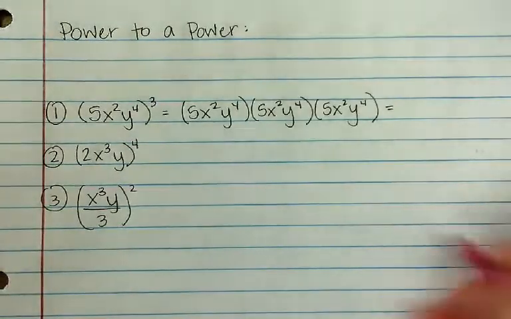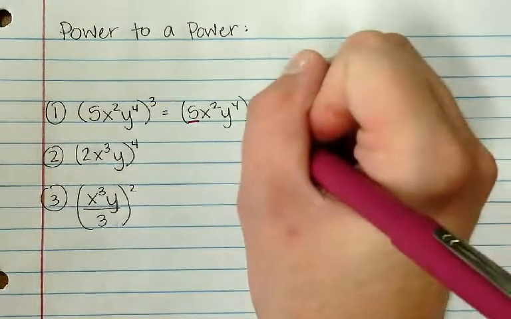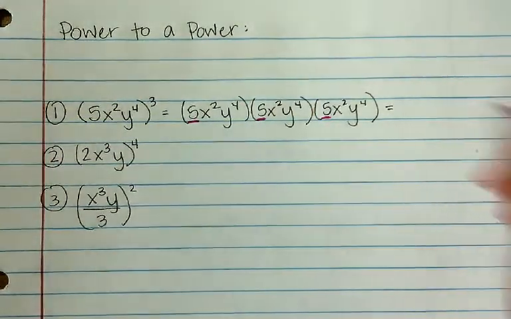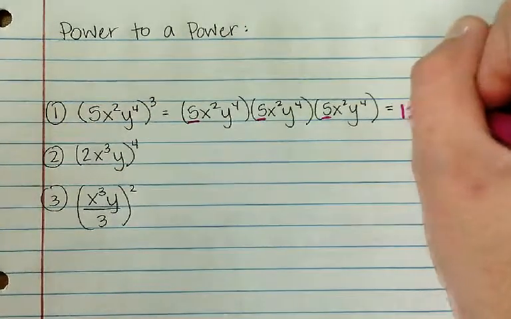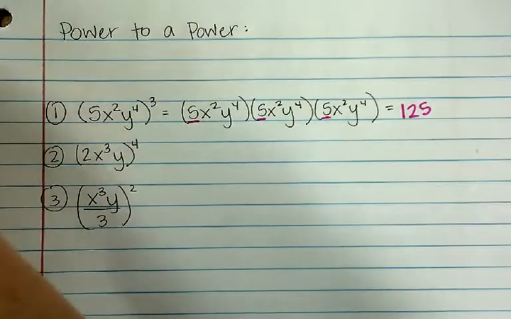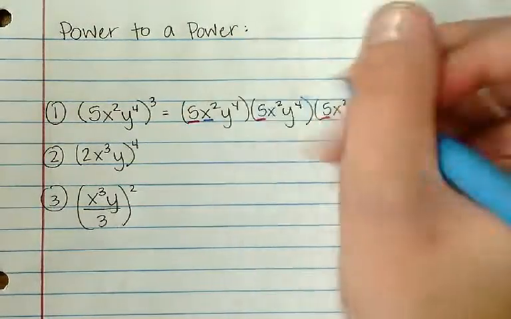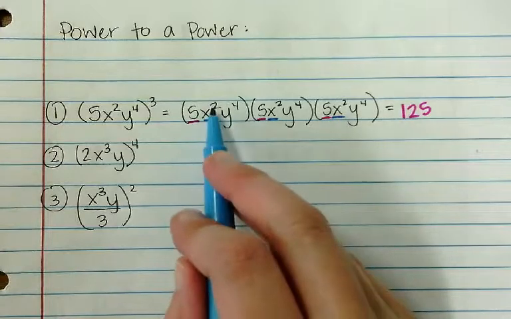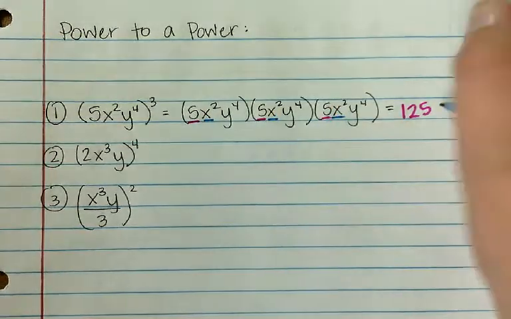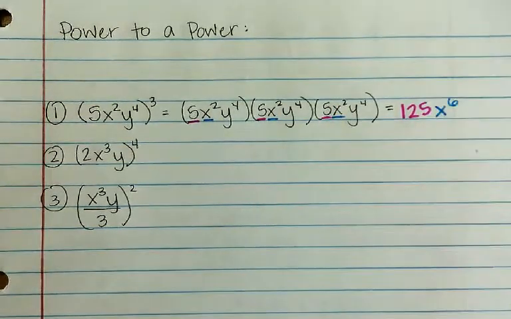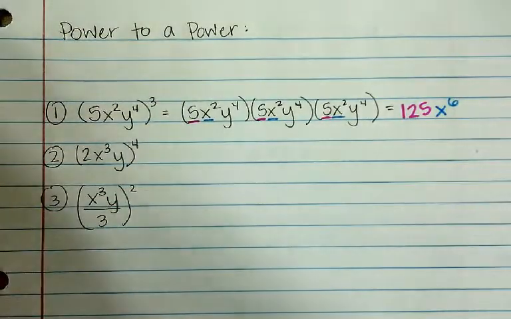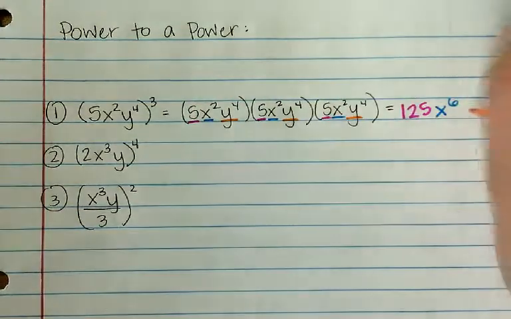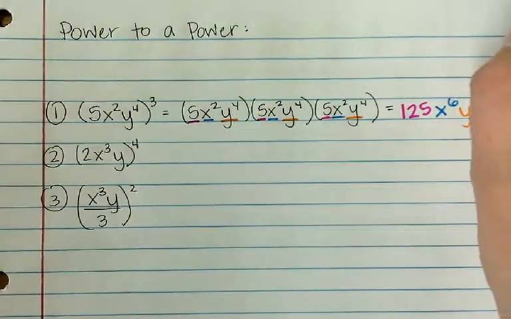125. Do we feel good about that? All right. Now, what is x squared times x squared times x squared? Well, we're going to do 2 plus 2 plus 2, so that's going to be x to the 6th. Y'all feel good so far? And then our y's, y to the 4th, y to the 4th, y to the 4th, that's going to be y to the 12th. So our final answer here is 125, x to the 6th, y to the 12th.